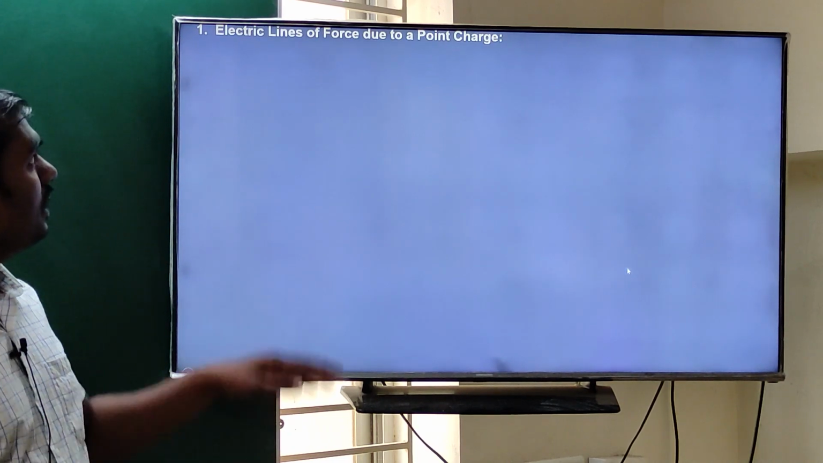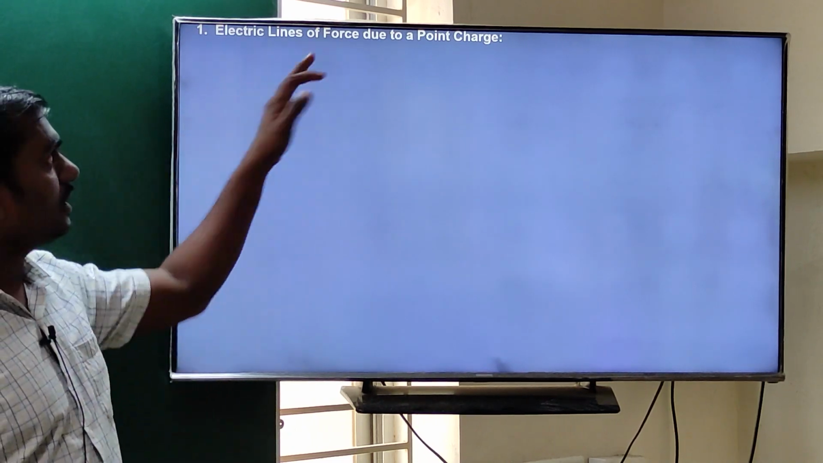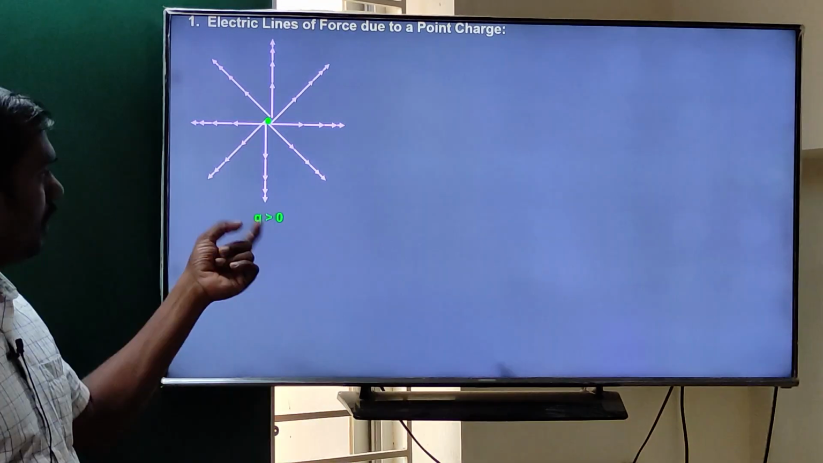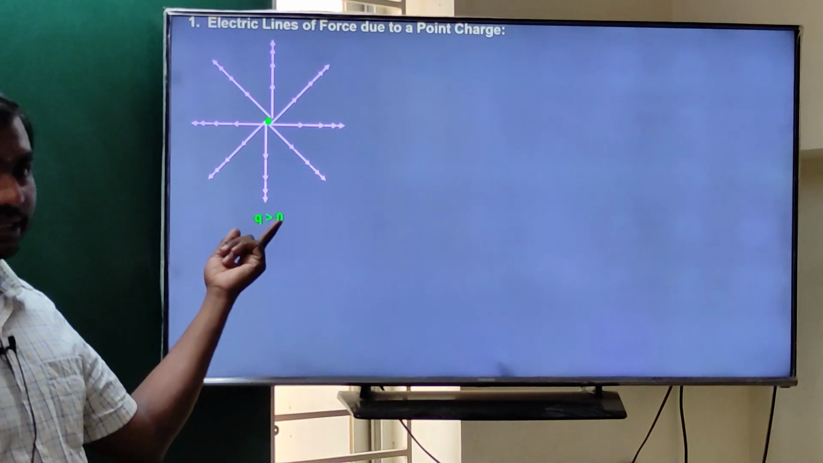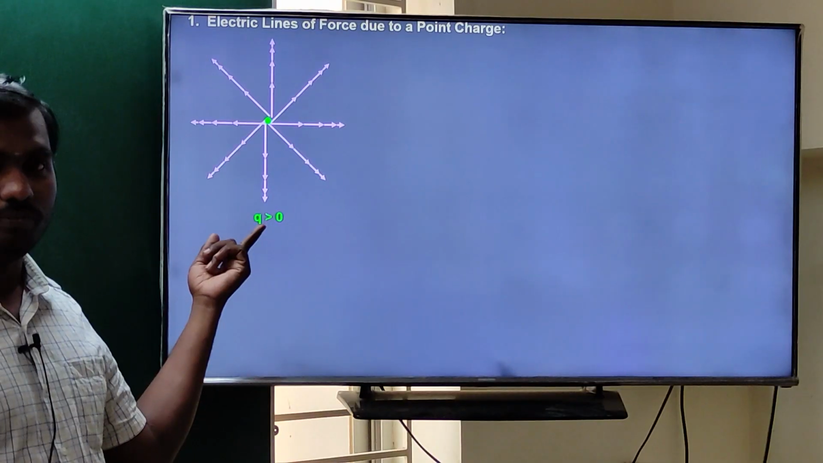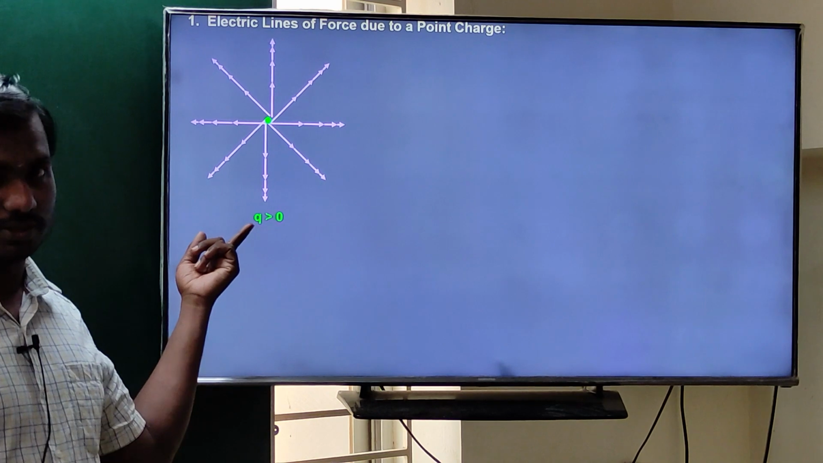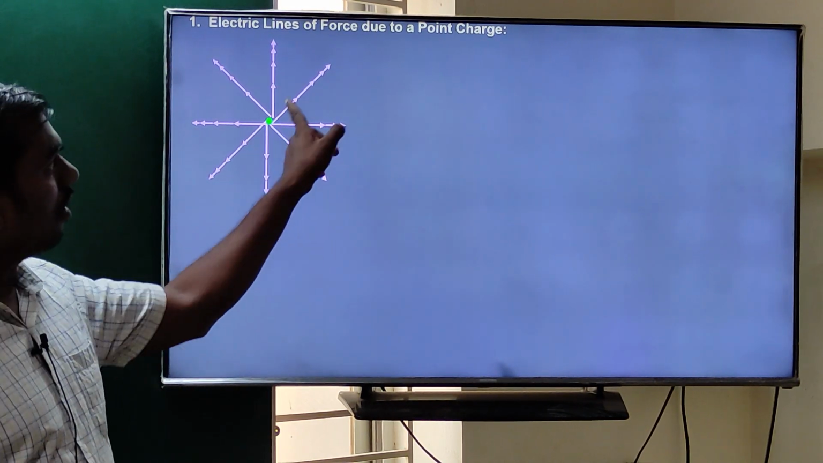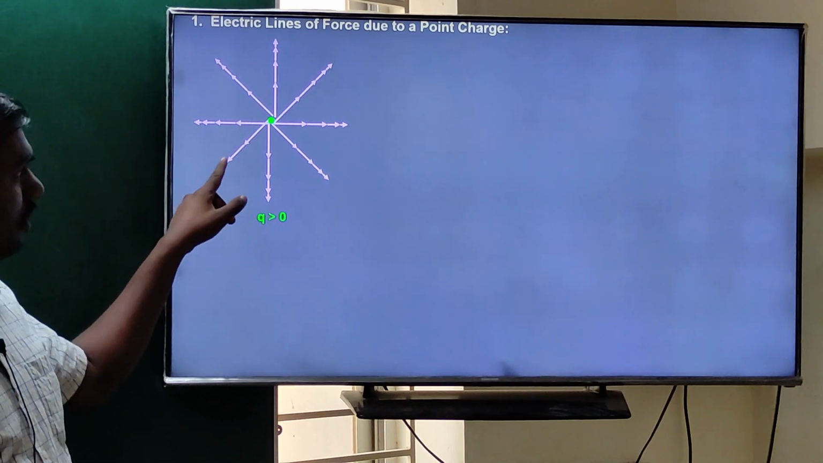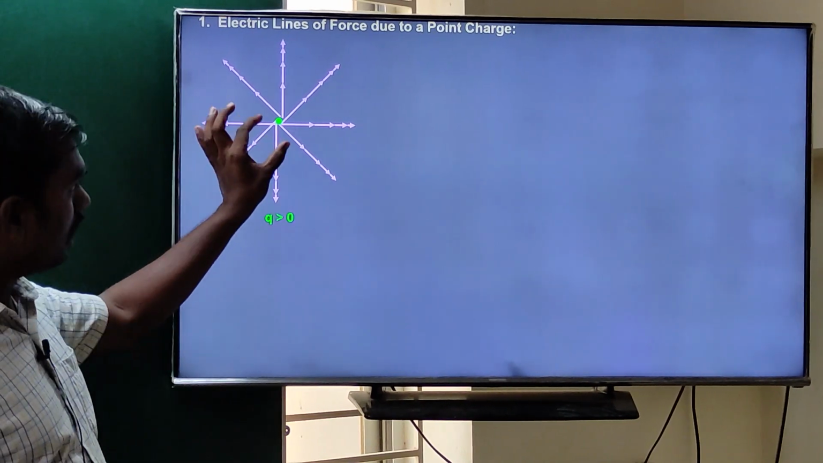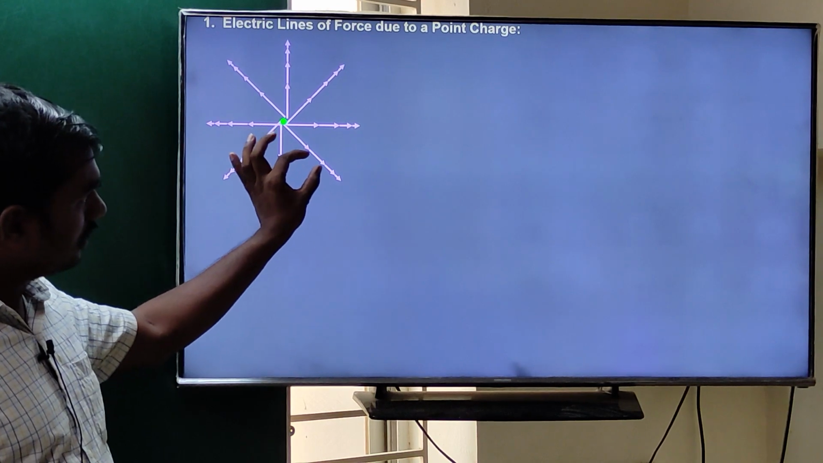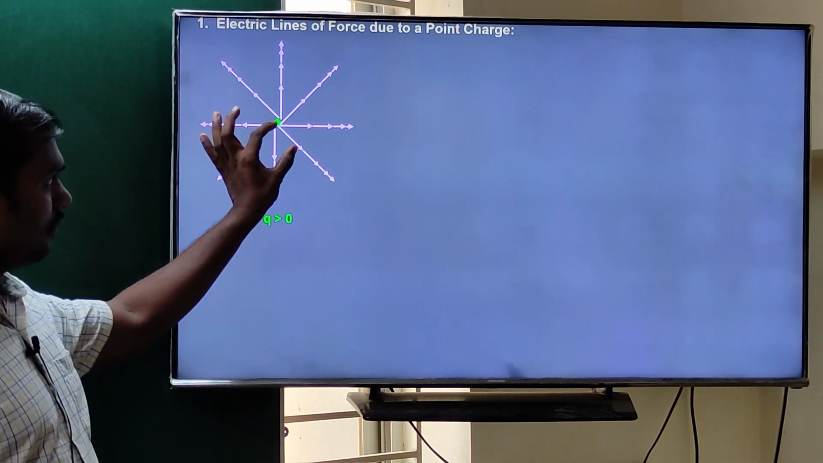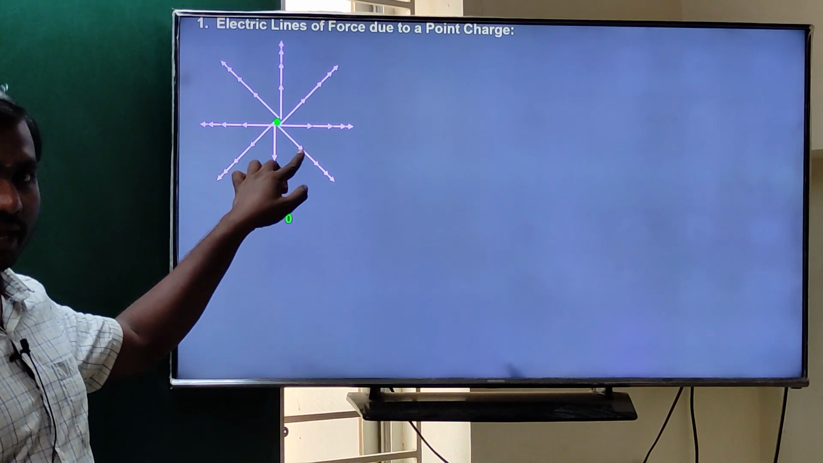See here, electric lines of force due to a point charge. First point, we know that if charge is greater than 0, meaning this is a positive charge, correct? If charge is greater than 0, the field lines originate from the charge, and the length of these field lines represents the magnitude of the field, and the arrow mark represents the direction of the field.